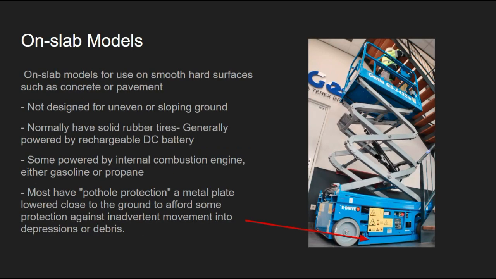On-slab models are used for smooth, hard surfaces such as concrete or pavement. They're not designed for uneven or sloping ground. So don't take them off the pavement or you're going to get them stuck. Normally, they have solid rubber tires, generally powered by rechargeable DC batteries. Some are powered by internal combustion engines, others are gasoline or propane. Most have pothole protection. It's that little metal plate there at the bottom. It gets lowered close to the ground, gives you some protection against moving too fast or going into depressions or going over debris.